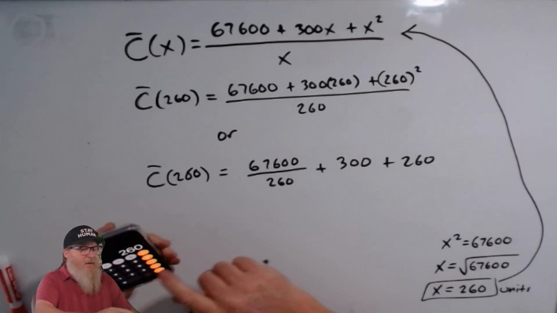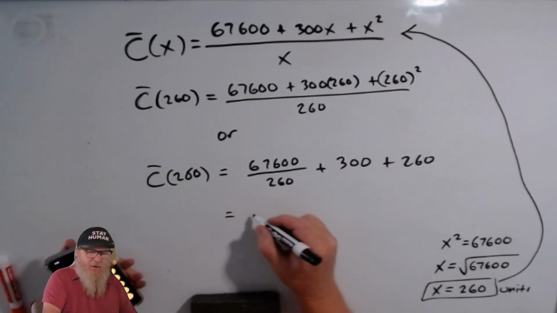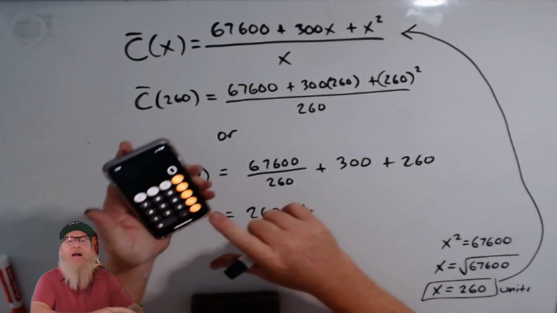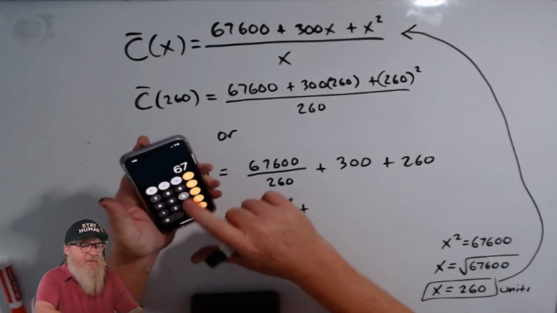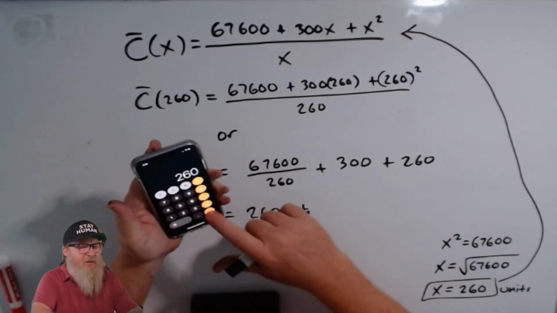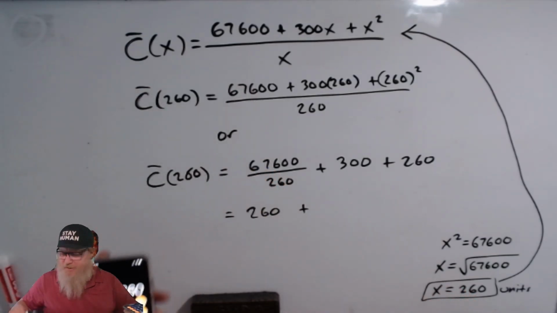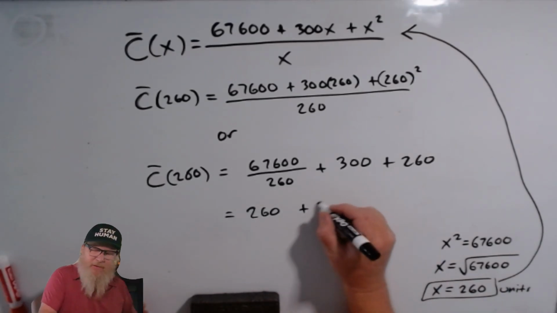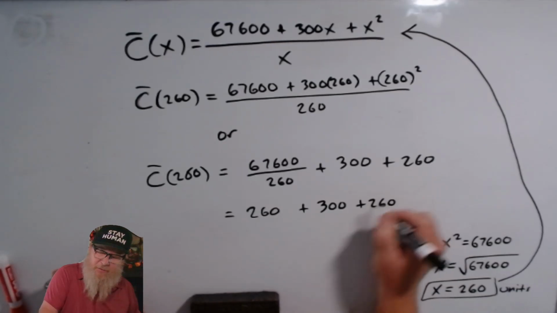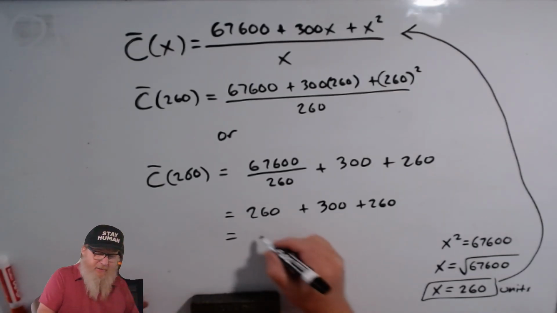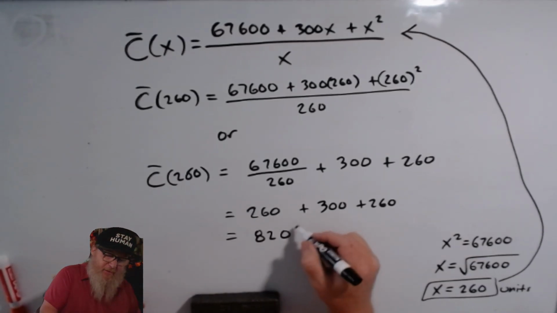By the way, you should know this by heart. That should just be 260. If you forget that, you're going to find out real quick. You're going to go 67,600 divided by 260, and you're going to go, oh, of course it's 260, because it's the square root of 67,600. Plus 300 plus 260. So plus 300 plus another 260, and we get $820.